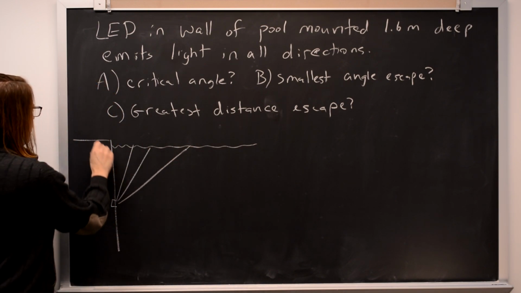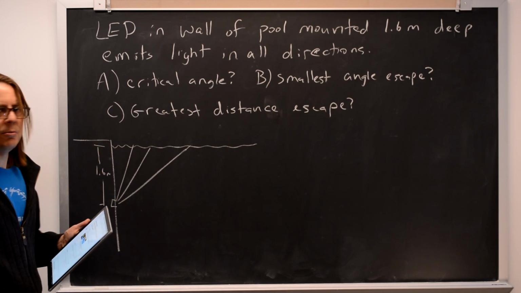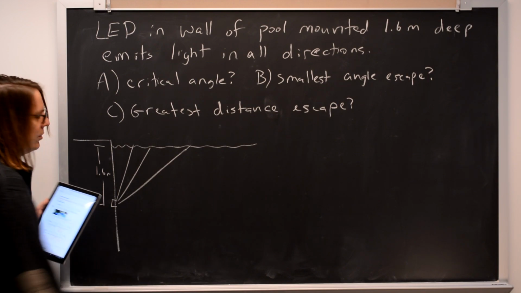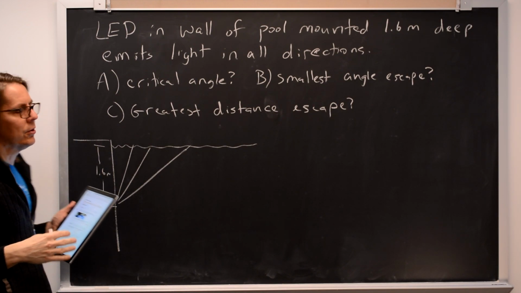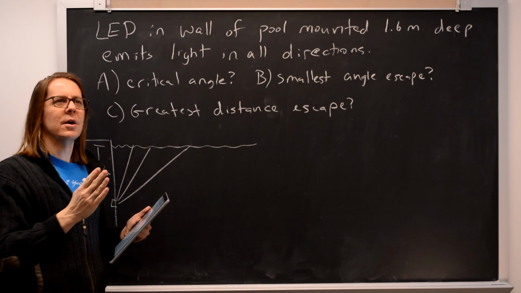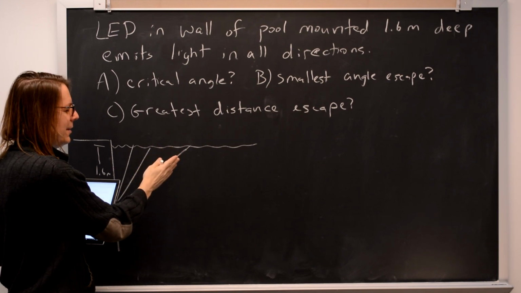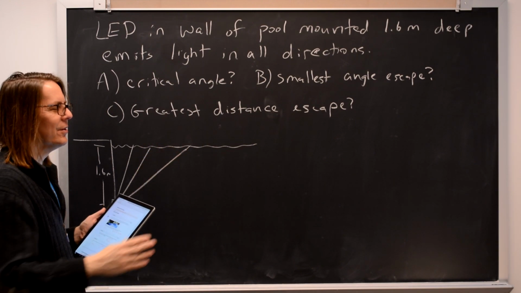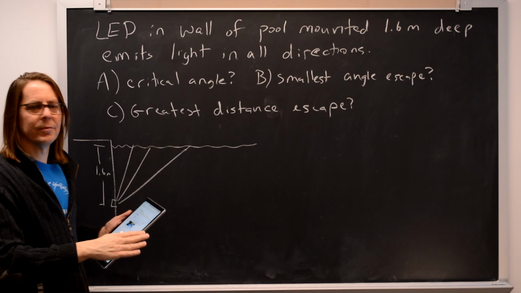And this is 1.6 meters here. There you go, it's 1.6 D. So this was the idea. It's going down as well. Let's see, so first, what is the critical angle for these rays? So remember, the critical angle is the smallest angle of incidence that will still exit the pool.